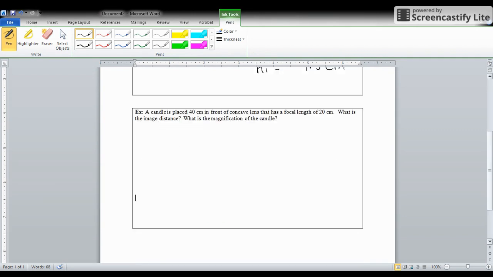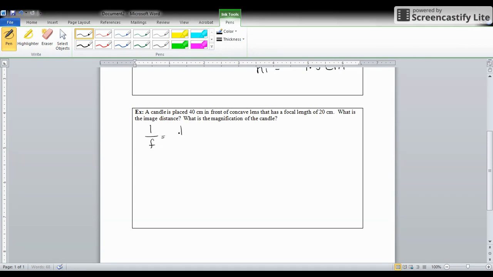So let's try this. The second problem says a candle is placed 40 centimeters in front of a concave lens that has a focal length of 20 centimeters. What is the image distance and what is the magnification of the candle? Since this is a concave lens, some things are going to be different. We are looking for the image distance. The focal length they give me as 20, but remember in a concave lens, we have to make that negative.